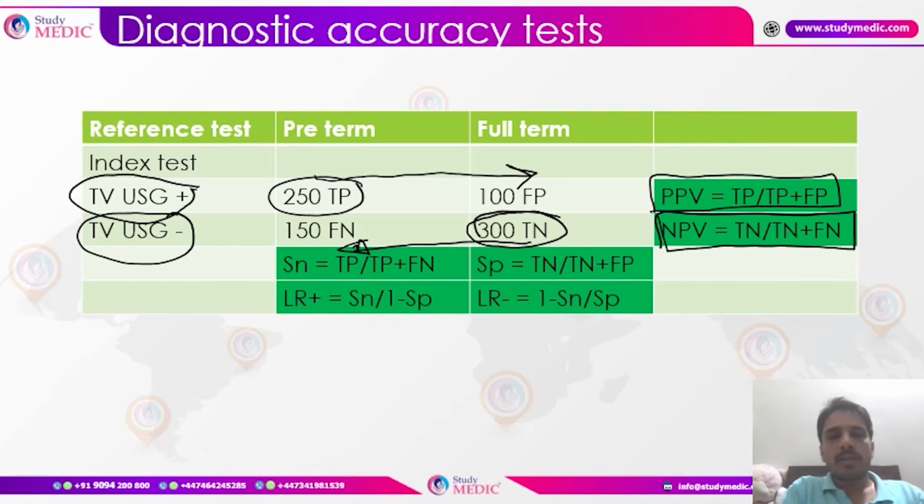Now what is the likelihood ratio? The positive likelihood ratio is calculated by the formula sensitivity by 1 minus specificity, and the negative likelihood ratio is given by the formula 1 minus sensitivity by specificity.